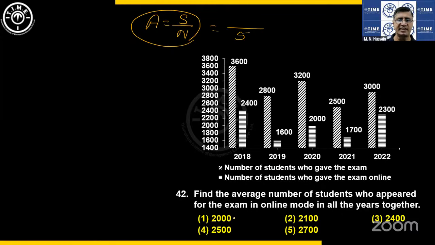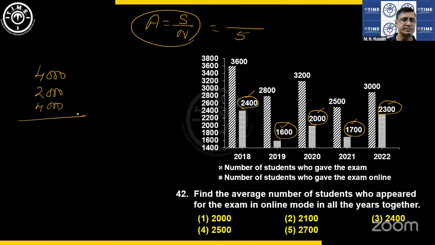Sum to be found. What is the sum of the online mode? Online mode means 2400, 1600, 2000, 1700, 2300. 2400 plus 1600, that is 4000. Now here 2000. 1700 plus 2300, again 4000. By adding all these, we get 10,000. So 10,000 by 5, that is 2,000.